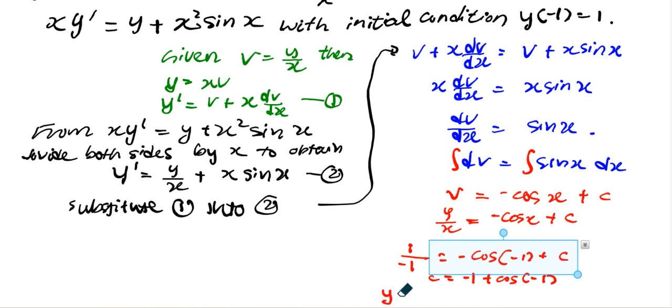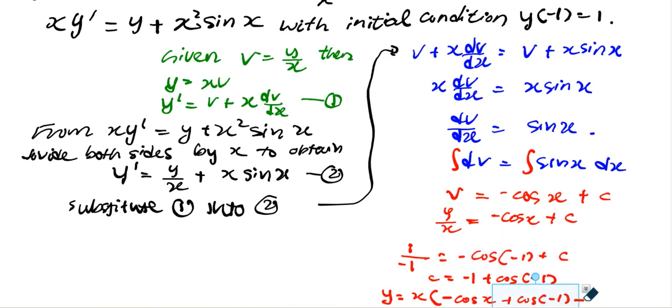Therefore, the equation will become y is equal to x bracket negative cosine x plus c, which becomes plus cosine of negative 1 minus 1. So here's the answer.